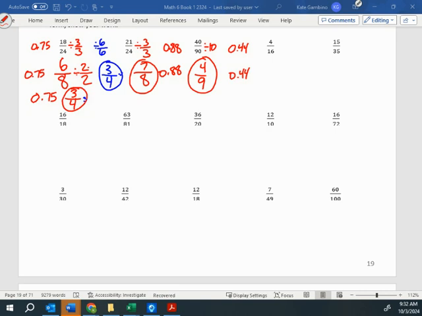Any questions on today's assignment? We are going to quietly work on this math right now.